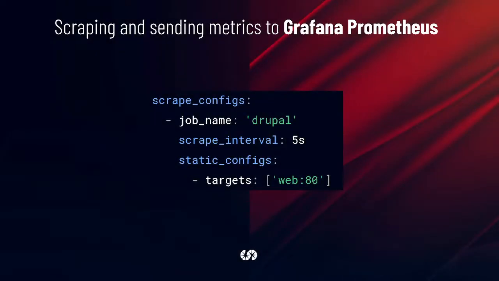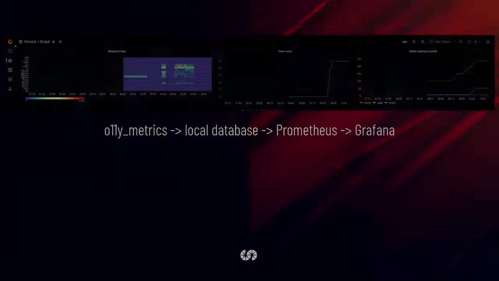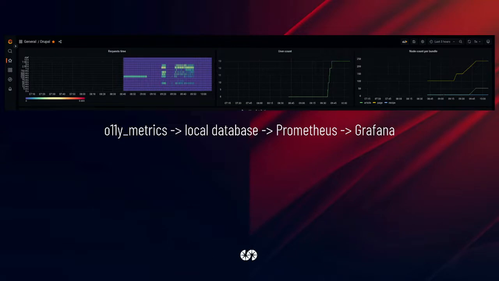Configuring Prometheus is quite simple in our case. We just give a job name, and Prometheus will call the slash metrics endpoint every 5 seconds, with the URL of our website. So again, we are using the observability metrics module to store metrics in the local database. Then Prometheus every 5 seconds collects them, and we are using Grafana to create dashboards on that data.